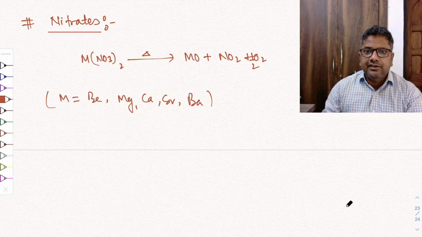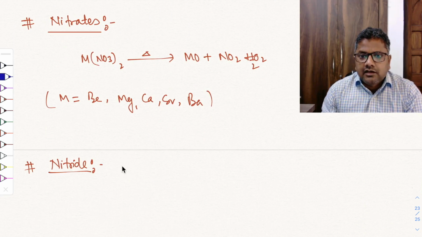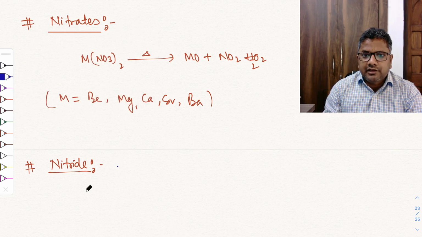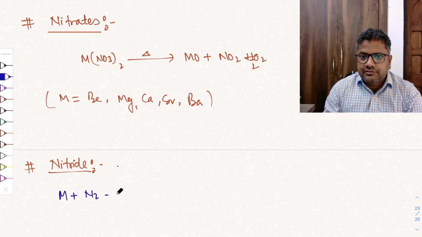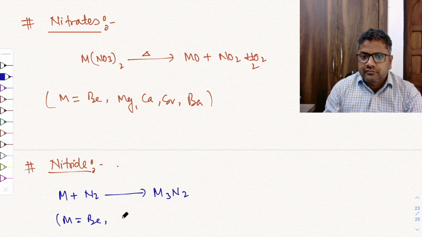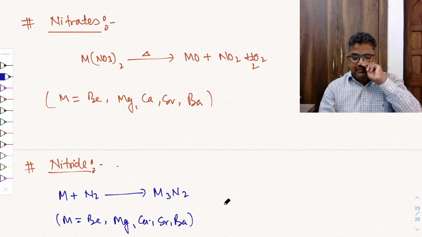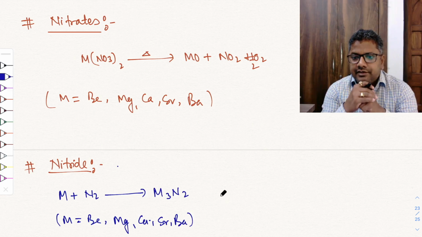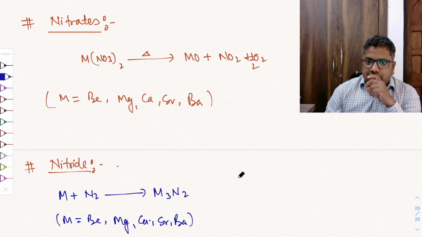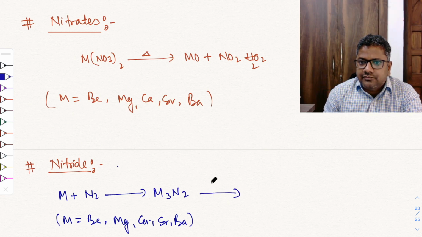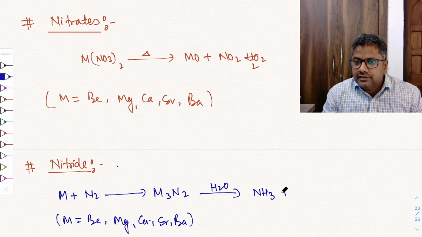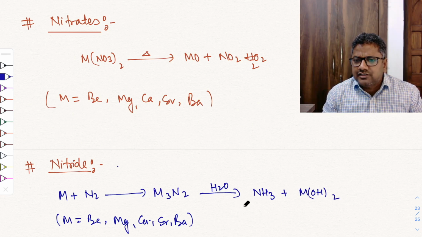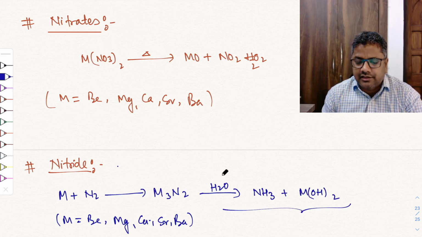Now, if we talk about nitride, now see. All the alkaline earth metals burn with nitrogen and form metal nitride of M3N2, and M is beryllium, magnesium, calcium, strontium, barium. All the elements burn and form this compound, which is ionic, right? And on hydrolysis, if you react this with water, you will have ammonia gas plus metal hydroxide, right? So this is the general reaction. Many times we have discussed, this is an acid-base reaction, right?